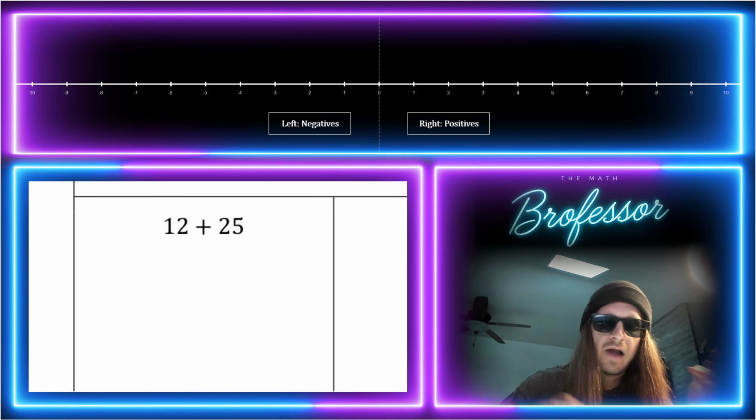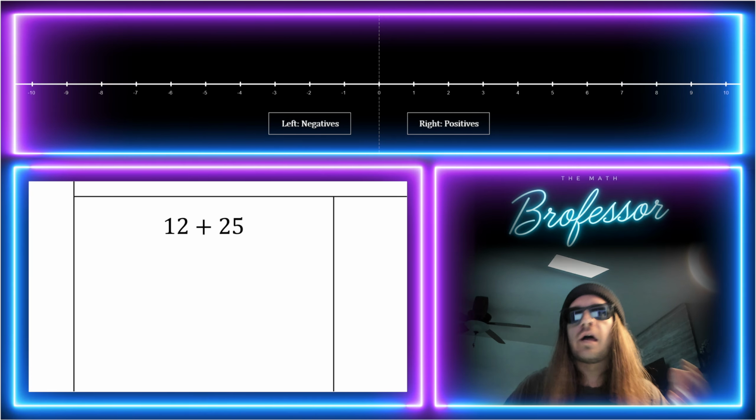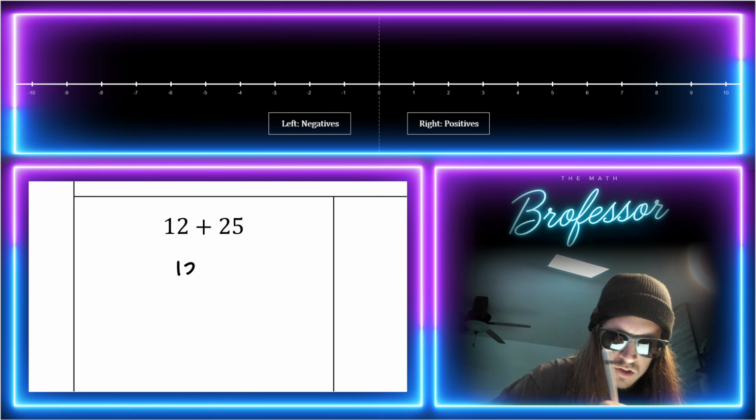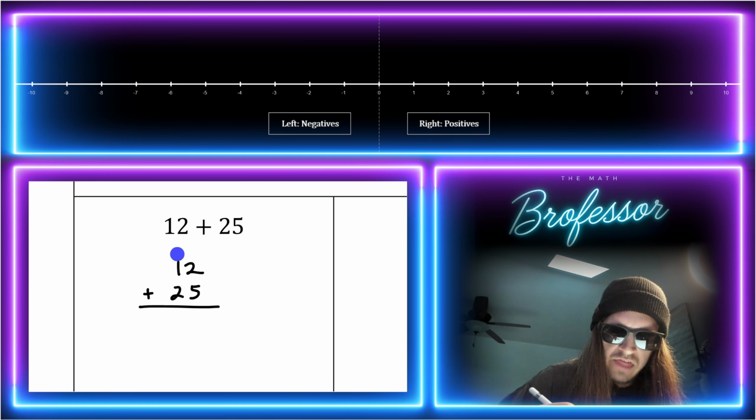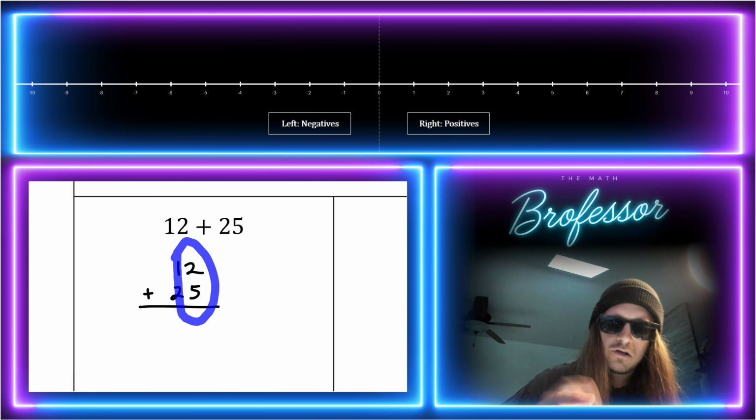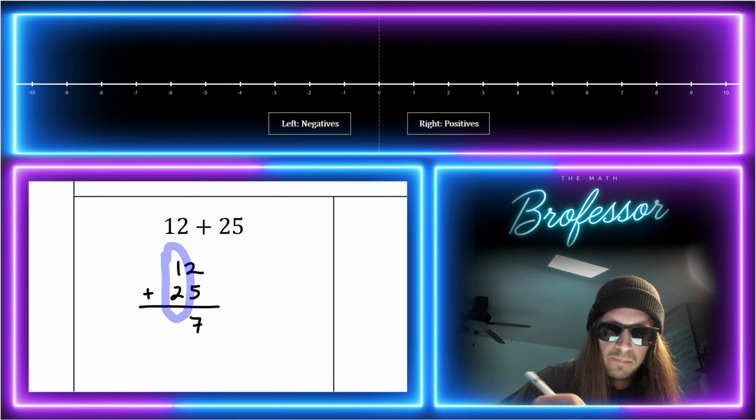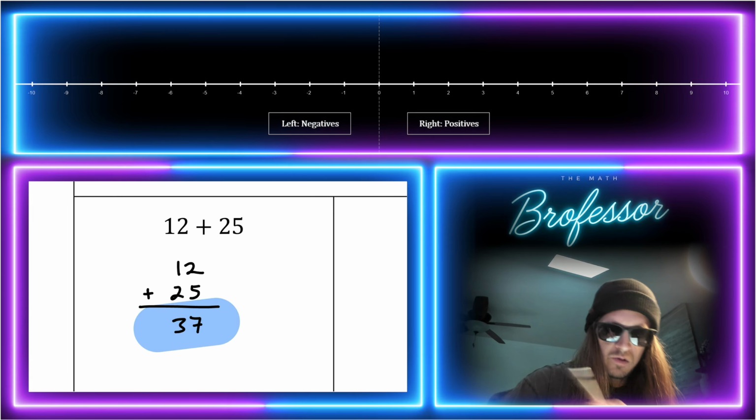So here's how you add if you don't have a number line, right? We're not going to draw a number line from 12 and then count out 25 spaces. So here's what you do. You vertically align the numbers, 12 plus 25. And then I'm going to start with adding the first digits, the 2 plus 5. 2 plus 5 is 7. And then I'm going to add the 1 and the 2 right here. 1 plus 2 is 3, right? So there you go. 12 plus 25 is 37.